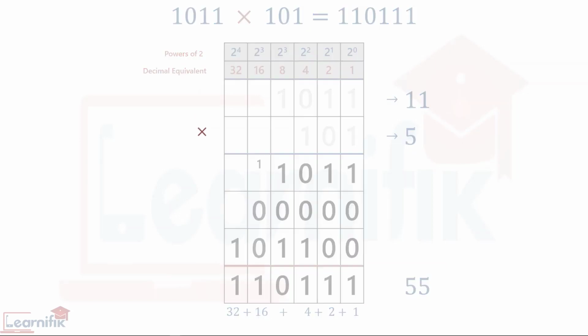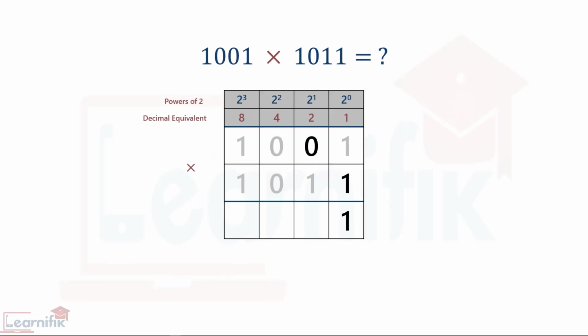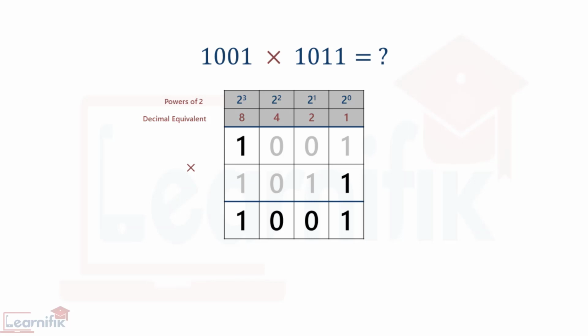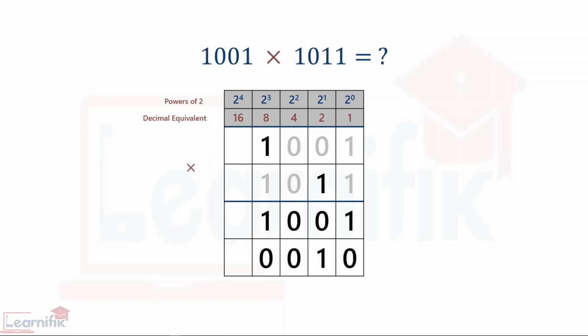Let's do another example together. Just like we did in the previous example, we will start from the first column and use the first digit in the second row to multiply all the numbers in the first row. So we have 1 multiplied by 1 is 1. 1 multiplied by 0 is 0. 1 multiplied by 0 gives 0. 1 multiplied by 1 is 1. In the second row, add a 0 to the first column, then start your multiplication in the second column. 1 multiplied by 1 is 1. 1 multiplied by 0 is 0. 1 multiplied by 0 is 0. 1 multiplied by 1 is 1.